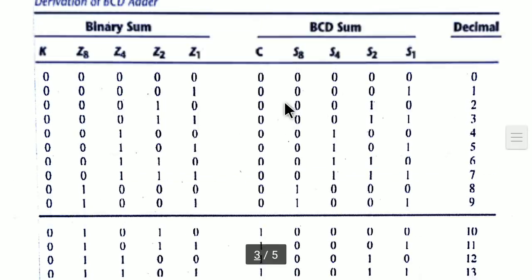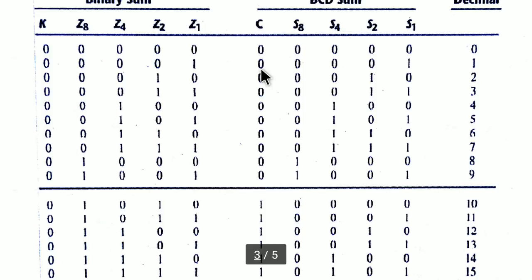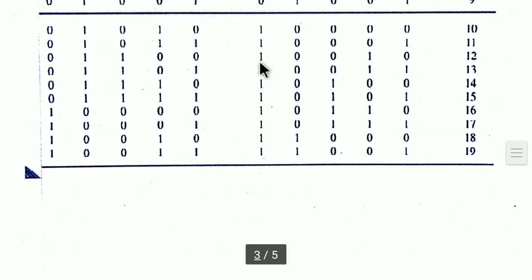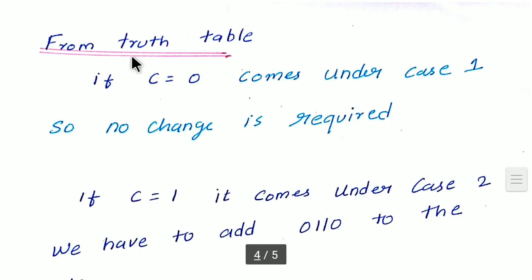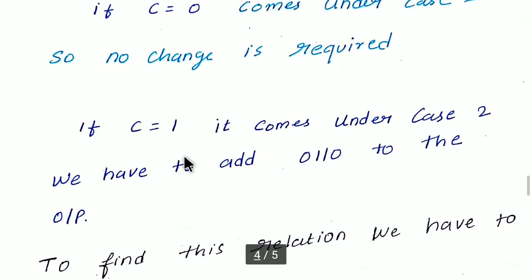So I am going to draw a K-map. I am going to find the Boolean function of C by using a K-map so that I can form an equation with which I can perform the operation of adding 0, 1, 1, 0. Right? So from the truth table, if C is equal to 0, it is coming under case number 1. The same way, if C is equal to 1, it is coming under case number 2. So I have to add 0, 1, 1 to the output that I have.